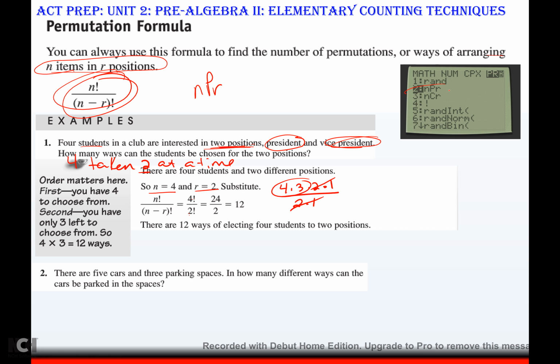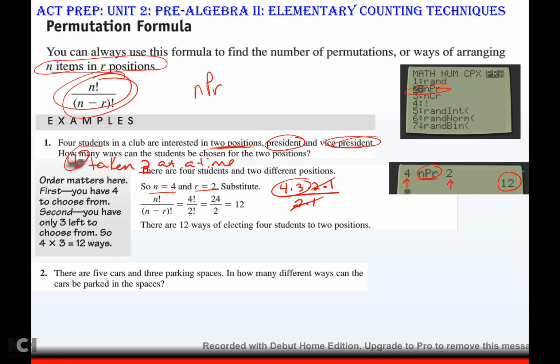When order matters, you're picking permutation. So math, prob, 2, but you got to type in this first. So you type the 4, then you hit math, prob, 2. This shows up on your screen. Note you type this first, then hit this key sequence, and then you type your r, your 2, and we get the same answer. So there's 12 ways.